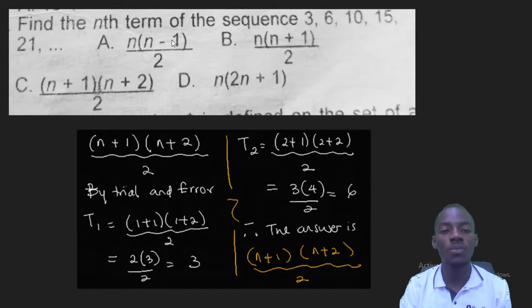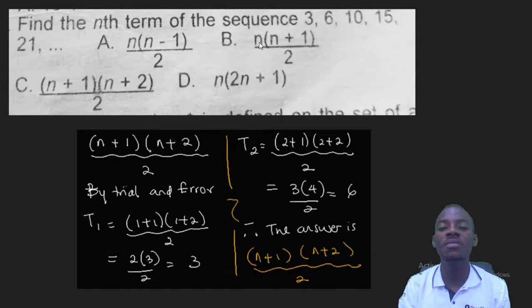1 minus 1 is 0. So 1 times 0 is 0. 0 over 2 is 0. So that means everything here is 0. So the first term will be 0. If your n is 1, that means you'll be getting 0 as the first term. And this thing is not 0, it's 3. That means A is wrong.